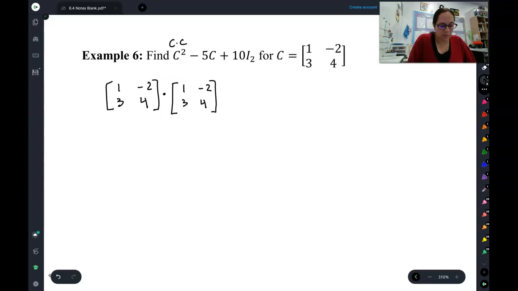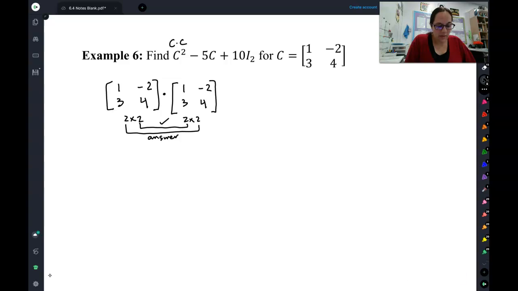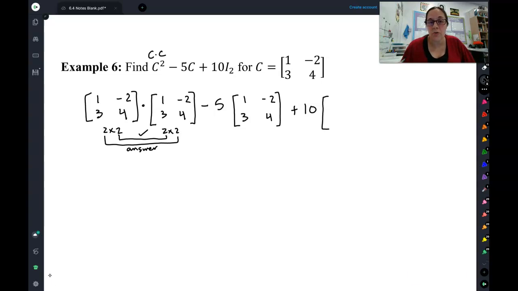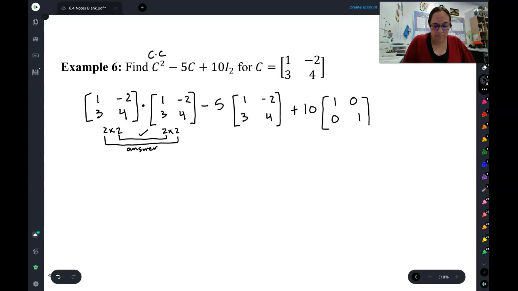Let's check and make sure that's possible first. This is a 2 by 2 and a 2 by 2. Inner numbers do match, so my final answer will also be a 2 by 2. That does work. Then we have minus 5 times C. So this is our scalar multiplication. We just multiply everything in C by 5. Plus 10. There's that I2. Remember, that's the 2 by 2 identity matrix. So it's 2 by 2 reduced row echelon form. There's our 2 by 2 identity matrix. And that scalar multiplication, we just multiply everything in there by 10.